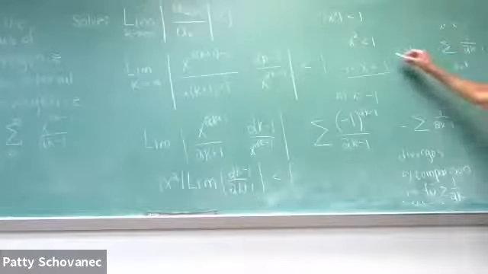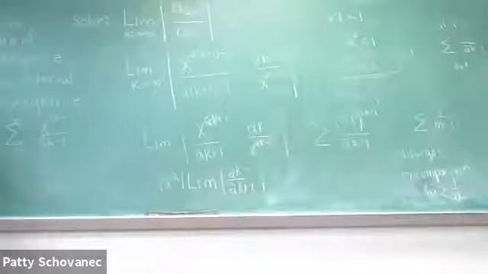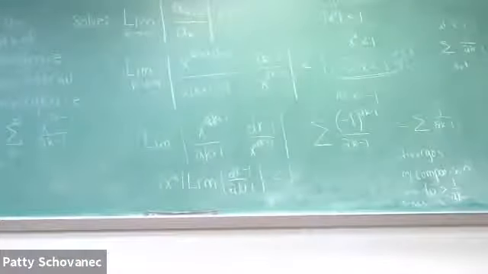So it's an open interval from negative 1 to 1. So our interval of convergence is open, and our radius of convergence is just that 1. Okay.